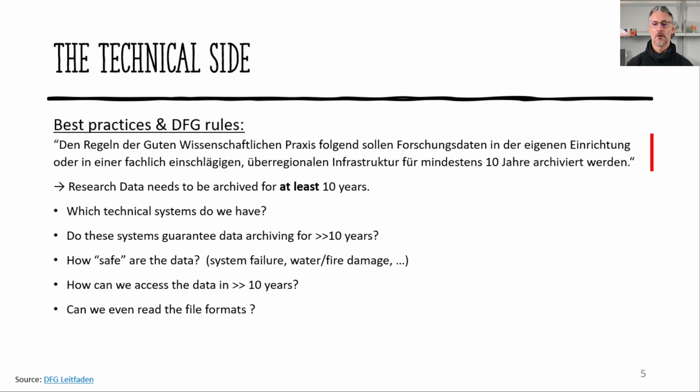How safe are our data? What happens if a system fails? That can be something like an accident, but it could also be a fire in our compute centers or water damage in the cooling system. What happens in these cases? We need to think on a large time scale of at least 10 years. There's also the non-trivial aspect of whether we can actually access the data in more than 10 years. We can maybe store them now, but can we retrieve them in 5-6 years? That also implies the question, can we even read the file formats that we have now?